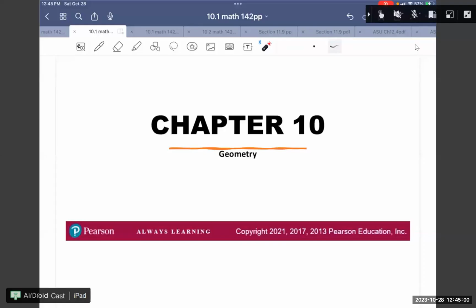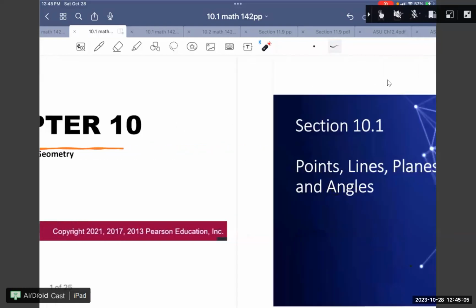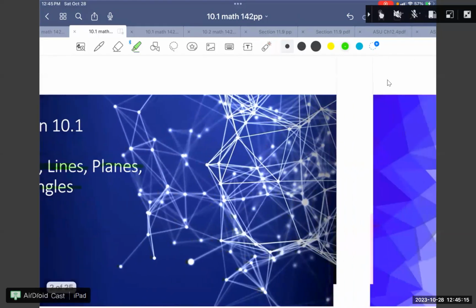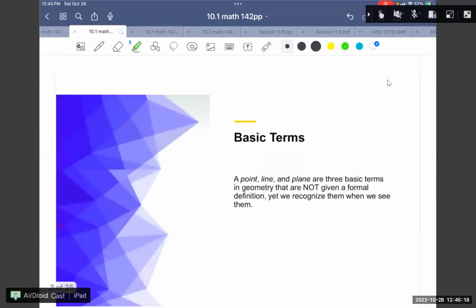Hi everyone. So we will go on to chapter 10, geometry. In this chapter we will study point, line, plane, and angle. So the basic terms: a point, a line, and a plane are three basic terms in geometry. These are not given a formal definition, yet we recognize them when we see them.